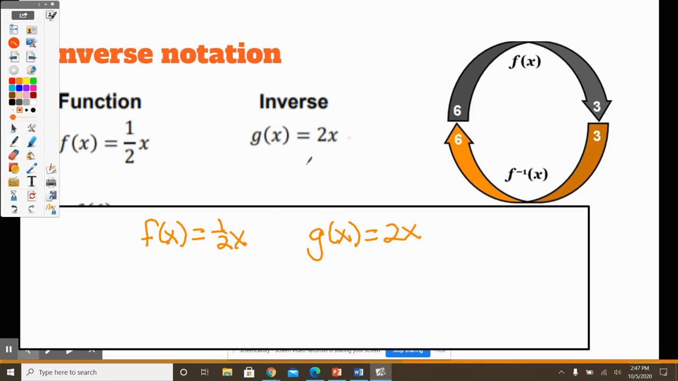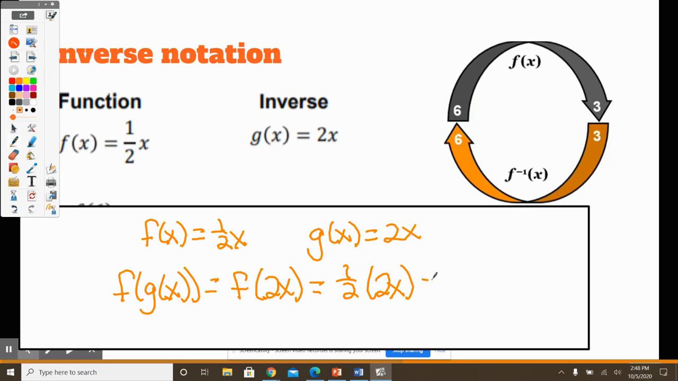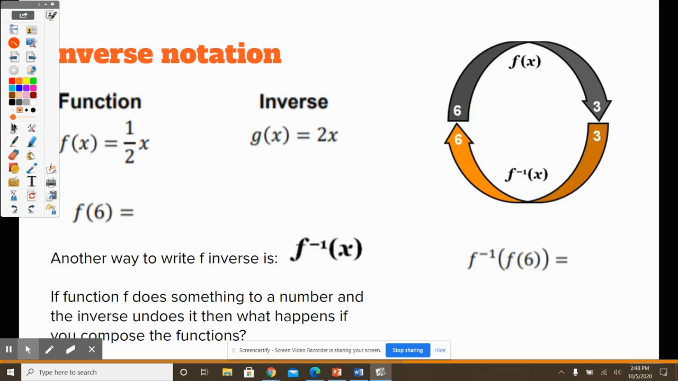Now we can show it because I can do f of g of x, which would be f of 2x, which tells me to go to function f, take out the x and put in 2x, and I get x. Because f of g of x equals x, we know they are inverses. That's a way to check to see if functions are inverses.